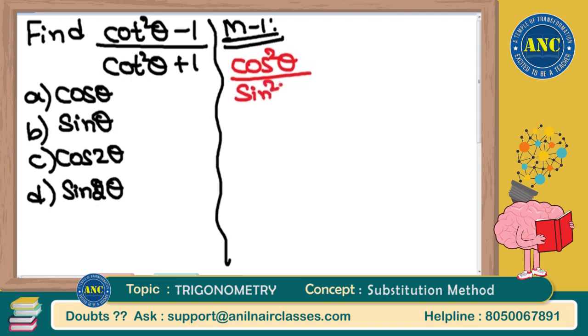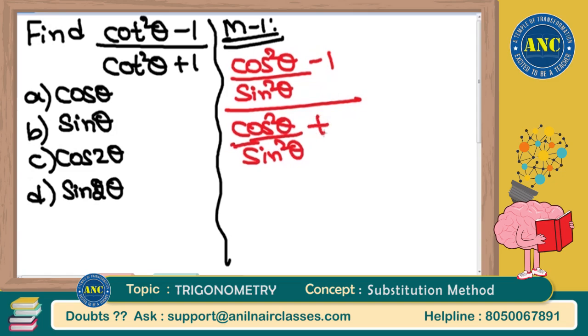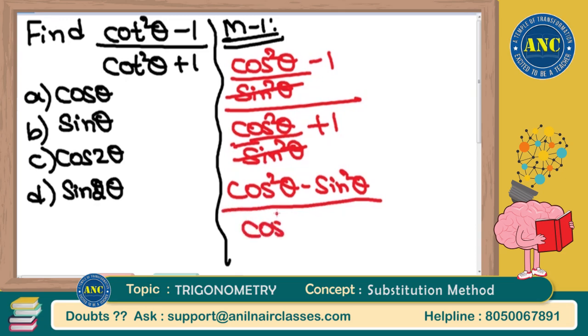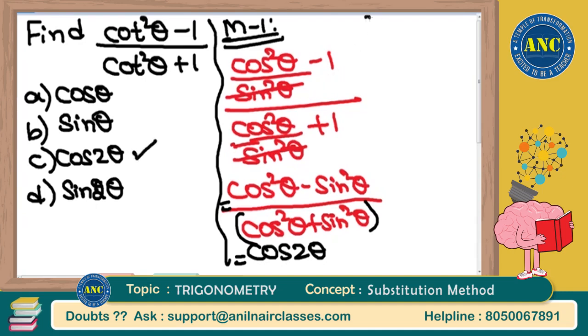Cos square by sin square minus 1, and again this cot is cos square by sin square plus 1. The denominator is sin square in both the cases. After LCM that will cancel out. You are left in the numerator with cos square theta minus sin square theta, divided by the denominator cos square theta plus sin square theta. Cos square theta minus sin square theta in the numerator is nothing but cos 2 theta. Denominator cos square theta plus sin square theta is nothing but how much? It is 1. Cos 2 theta by 1 is cos 2 theta. Directly you will get the answer.